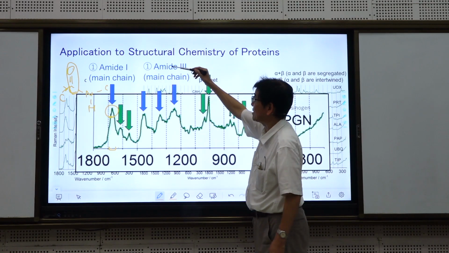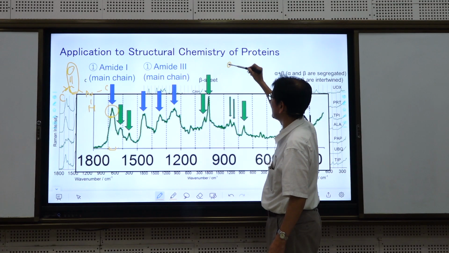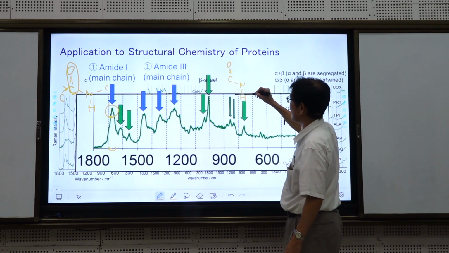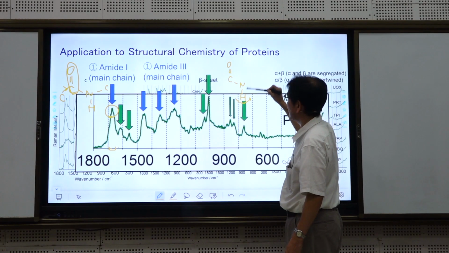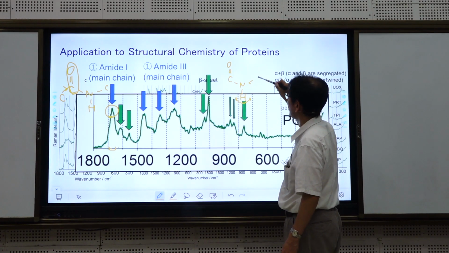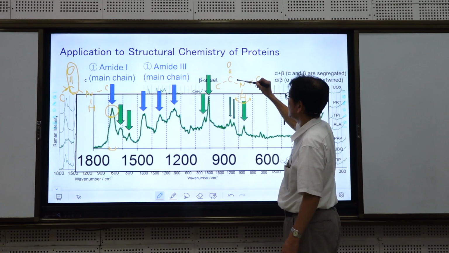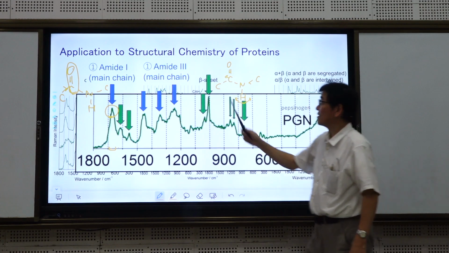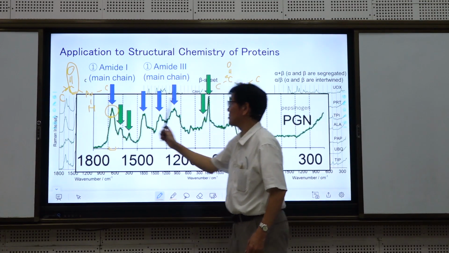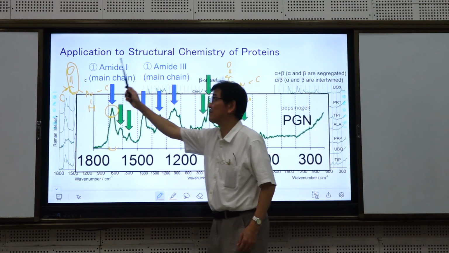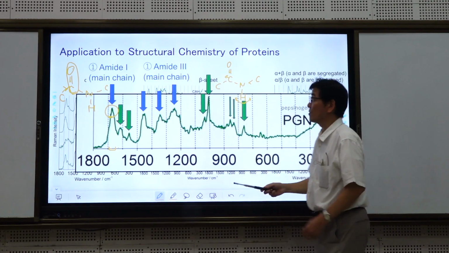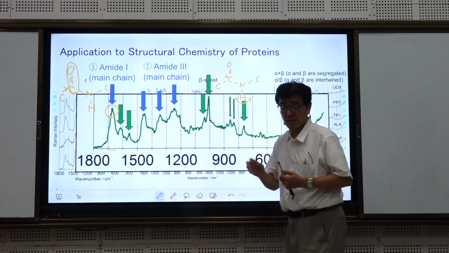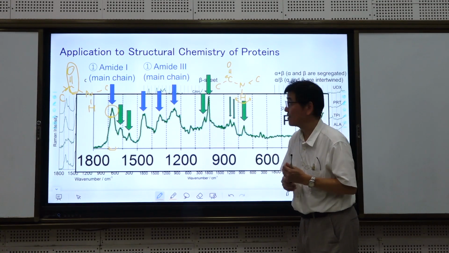Amide 3 is the main chain vibration, and it is mainly NH bending plus CN stretching. They are different modes and the peak positions are different, but anyway, it is the vibration of the main chain. So by analyzing these modes, we can get information about the peptide backbone.